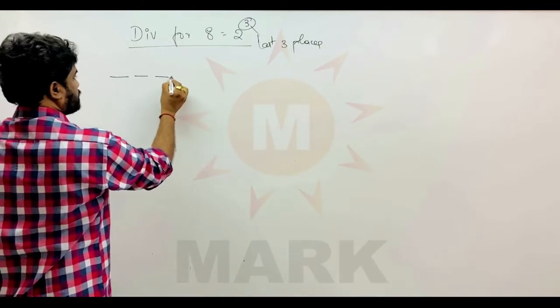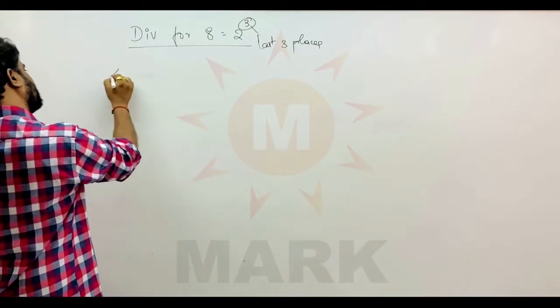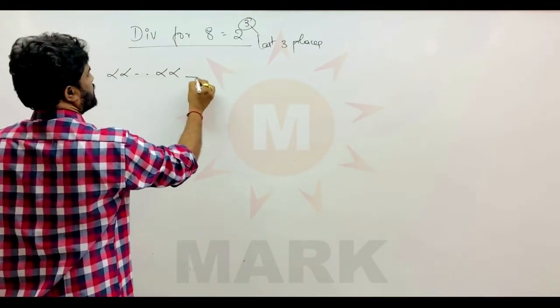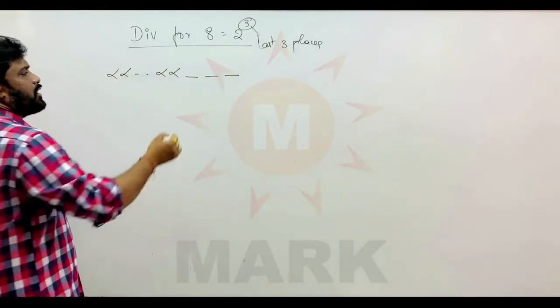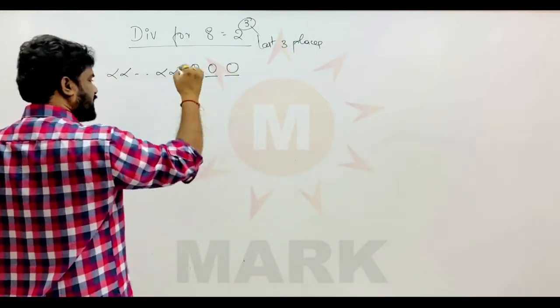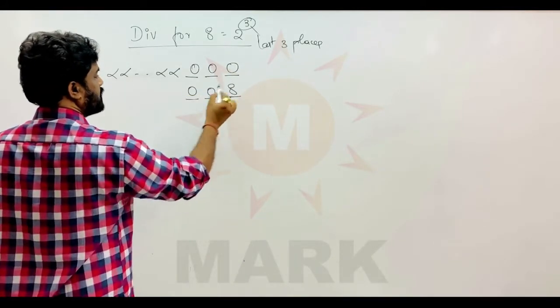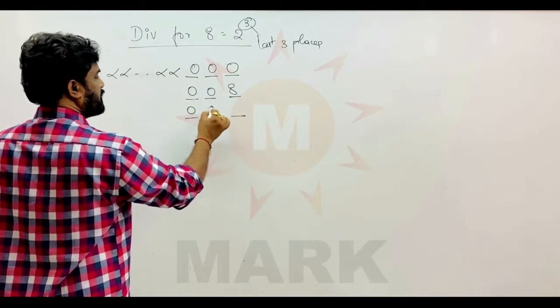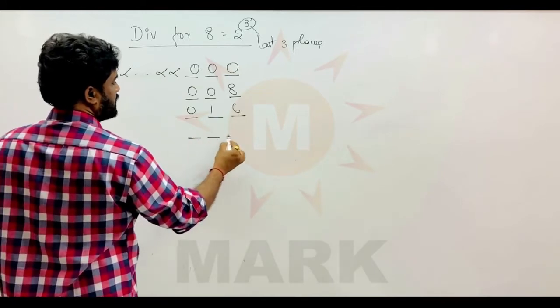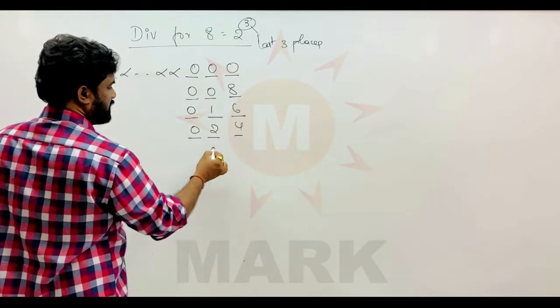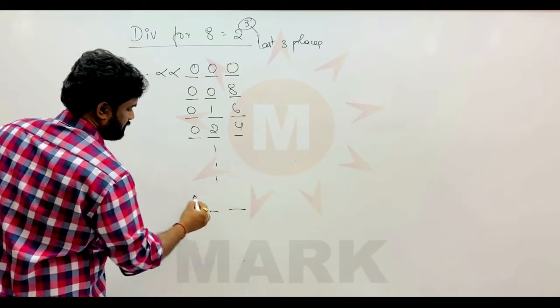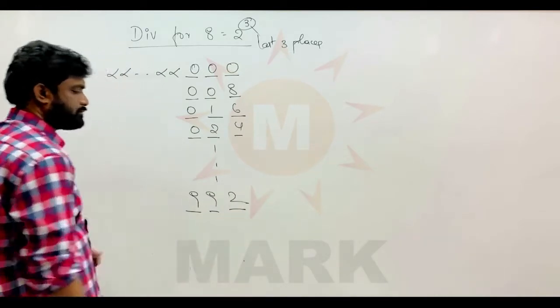Any number, any size number you take, the last 3 digits decide. That means the last 3 slots can be zeros, or any 3-digit number that is divisible by 8. So it can be 008, it can be 016, or it can be 024. Like that, it can continue up to 992.